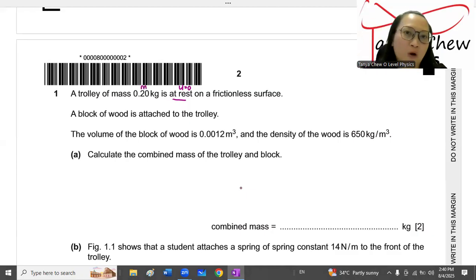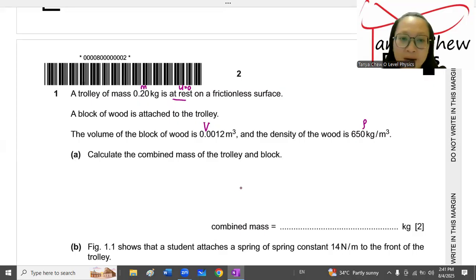The reason why I put all these symbols here is to give me some idea on what formula or what kind of equation I am supposed to sub in. So at rest on a frictionless surface, a block of wood is attached to the trolley. The volume of the block of wood is 0.0012 meter cube. This is volume, I put it as capital V. And the density of the wood is 650 kilogram per meter cube. I put a symbol of density, this is called rho.